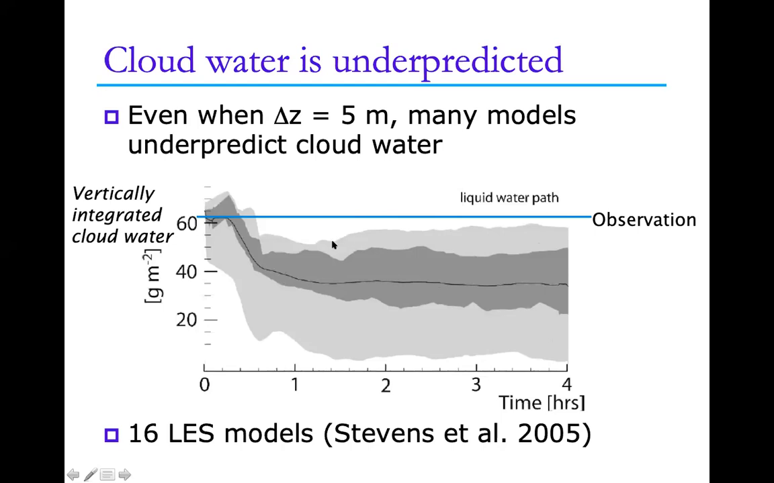So what this paper basically, well, one of the conclusions was that even at 5 meters, there's a lot of sensitivity to what's happening at the cloud top, and many of the models underpredict this cloud water. So we used this test case and looked first at fine resolutions to see the difference in the different closure models, to see the sensitivity of the model setup.